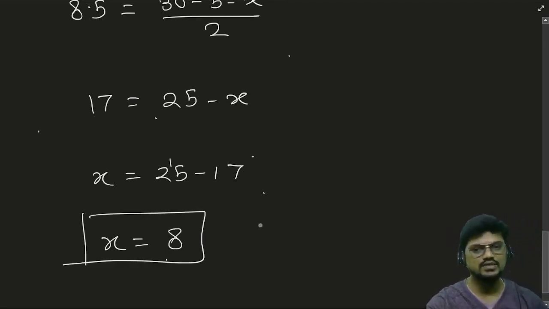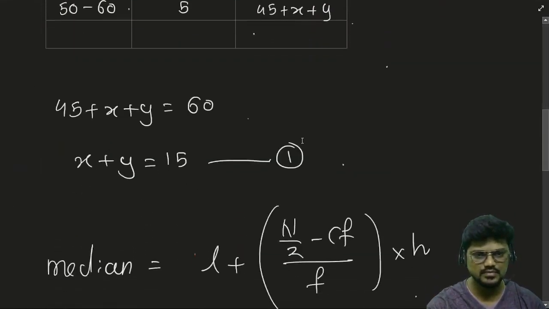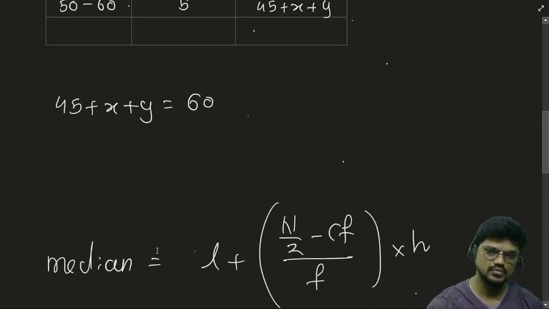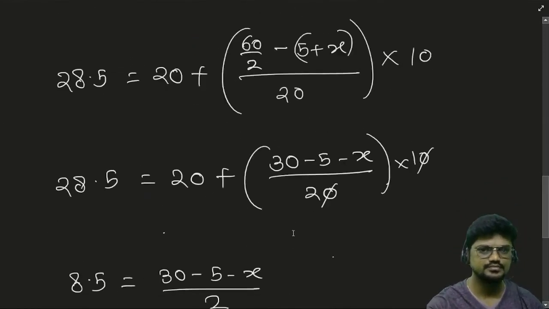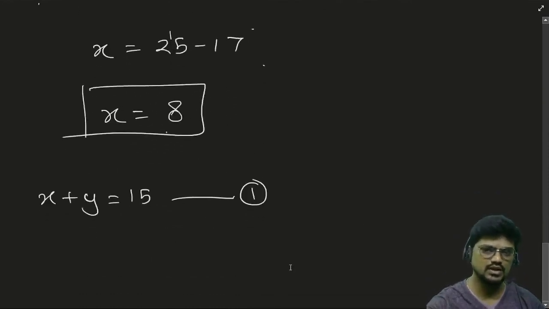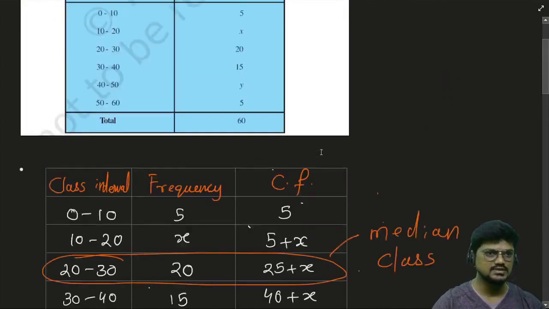Once you get the value of x as 8, from equation 1, so using this equation, you can get the value of y. The value of y will be 7. Okay. Now we'll do the next.